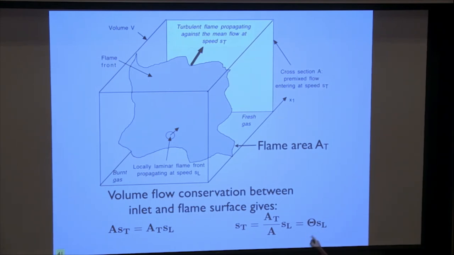You can improve this model by saying maybe SL is not the flame speed that you really have, and you can modify that to take into account the effects of stretch, for example. But except for hydrogen in general, you don't need to do that.